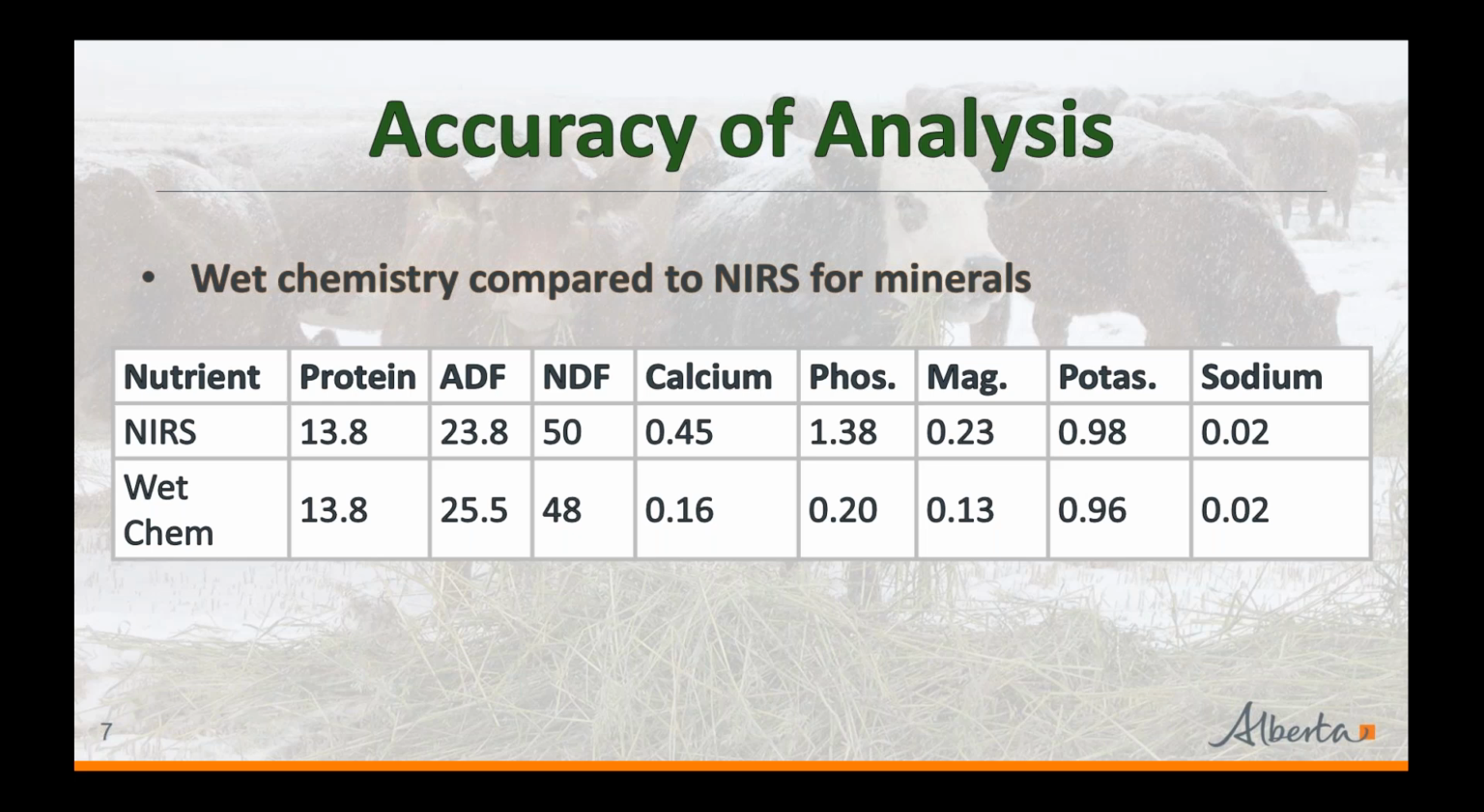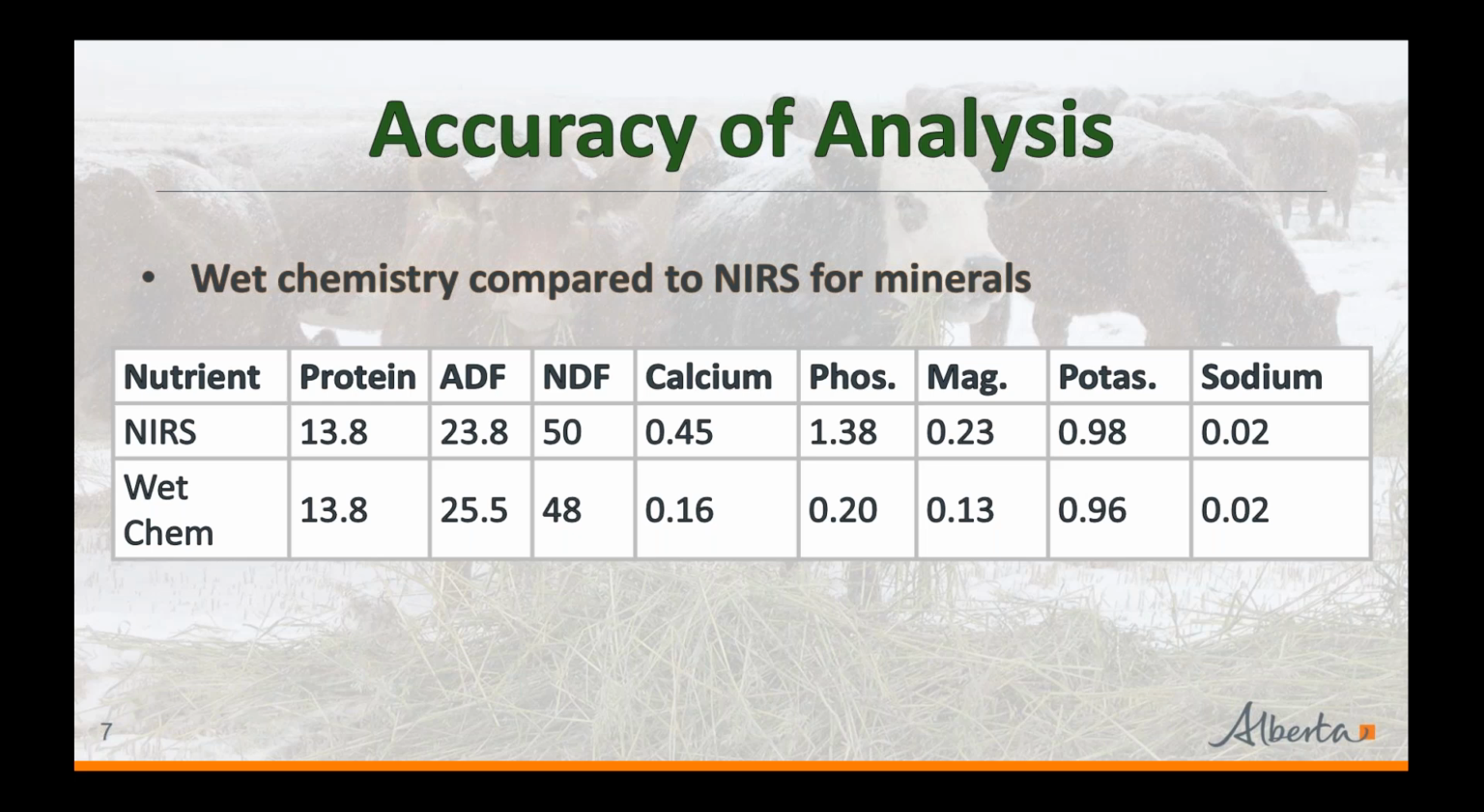But if you had sent away the sample and they did the near-infrared spectrometry on those samples, you can see that there is a significant difference between calcium and phosphorus, magnesium, potassium, and sodium. Now, I noticed that there's a mistake on the phosphorus number for NIRS. That should be 0.38. But even so, you can see that there's a 300% difference between NIR and wet chemistry for the calcium, and probably a 200% difference between the phosphorus levels.